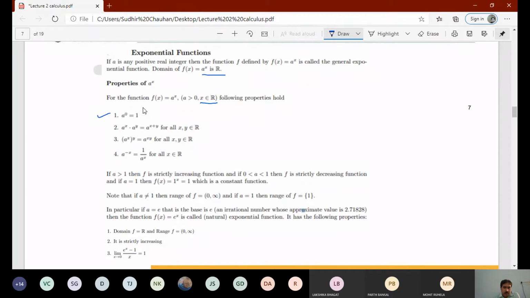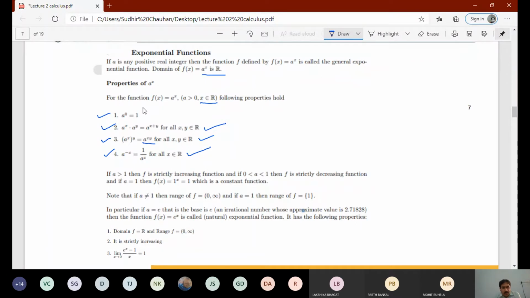A raised to power 0 is 1, so it is always there. Second, a raised to power x into a raised to power y, we can always write as a raised to power x plus y for all x, y belongs to R. If a raised to power x is raised to power y, we can write it as a raised to power xy for all x, y belongs to R, and a raised to power minus x is equal to 1 upon a raised to power x for all x belongs to R. So these results we have to remember.